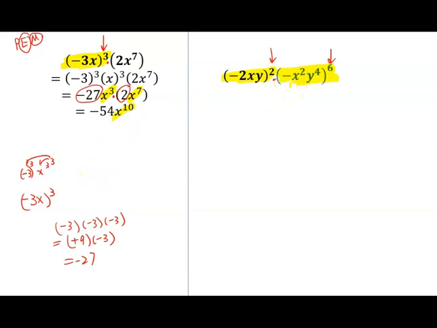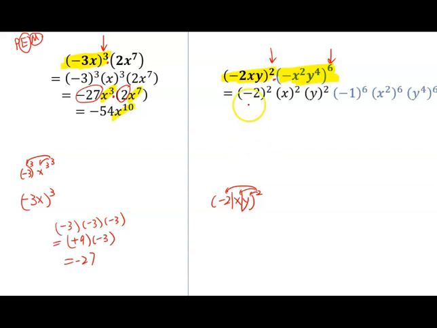Okay, the last example will also be very similar. First we have to work out each exponent, starting with (-2xy) to the second. In the box, you have these 3 things, so you apply the exponent to each of them. I did them separately. Same thing here: we have these 3 things. You can treat this negative as -1. So you're going to have to apply the exponent 6 to each of them. So I got (-1) to the 6, (x squared) to the 6, and (y to the 4) to the 6.